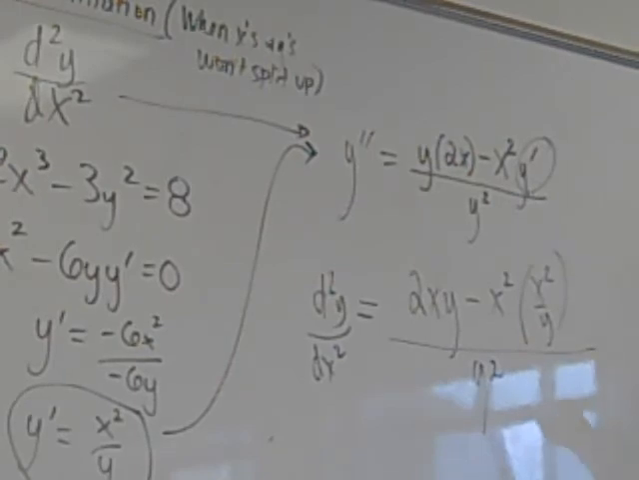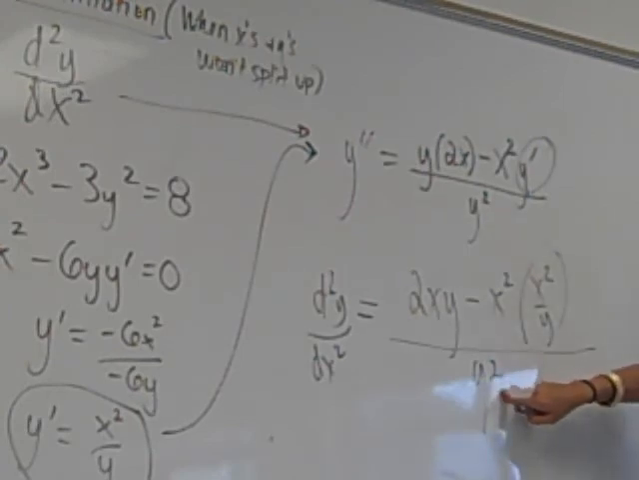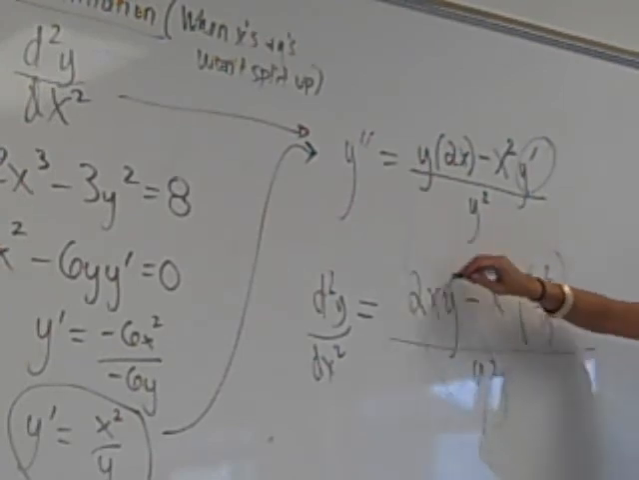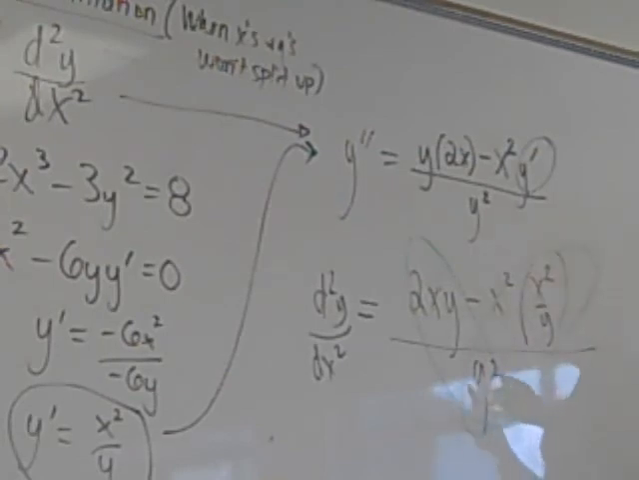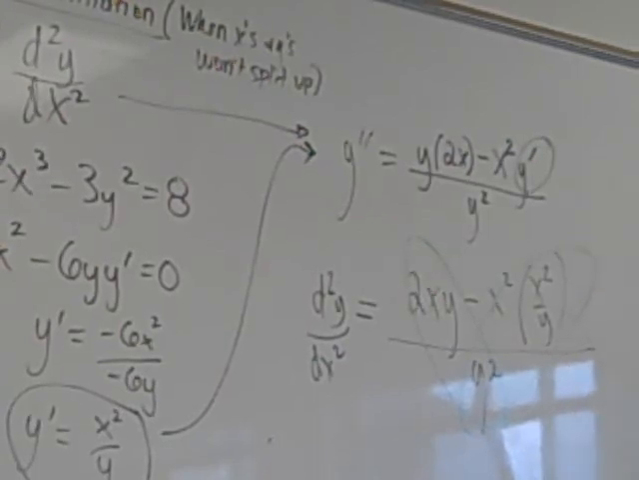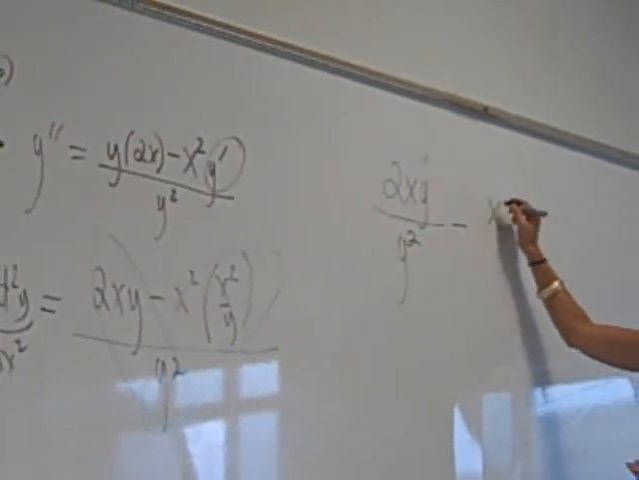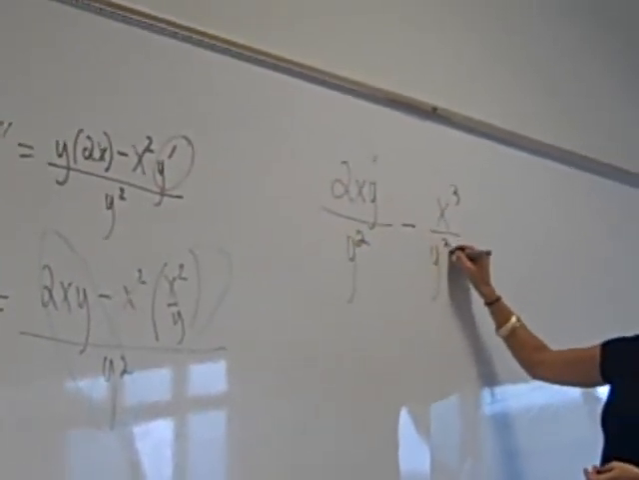And then, since we don't like fractions within fractions, you got to clean this up. But look, this is what I would do. If I only have one term in the denominator, I can put this with it, and I can put this with it and make it a subtraction problem. So my answer would look like this. 2xy over y squared. Yes, I would reduce that, but hold on. And then I'd have x to the third over y to the third.